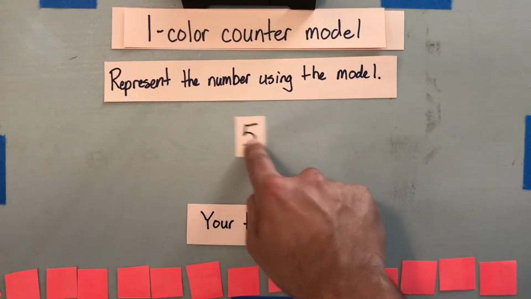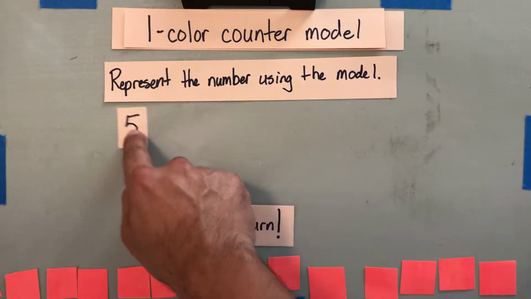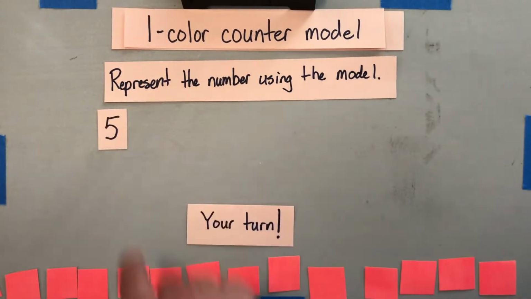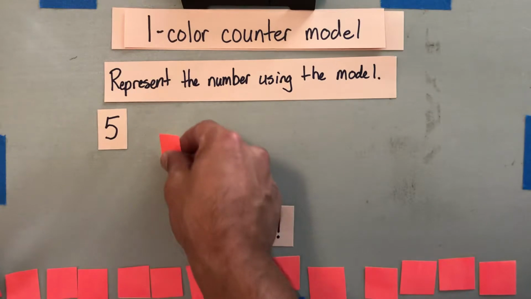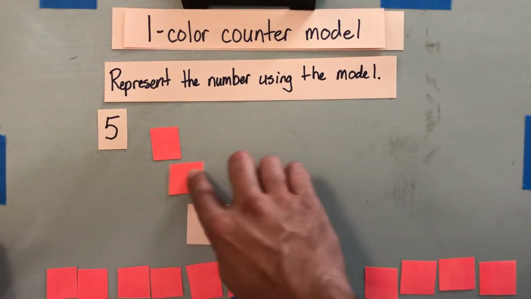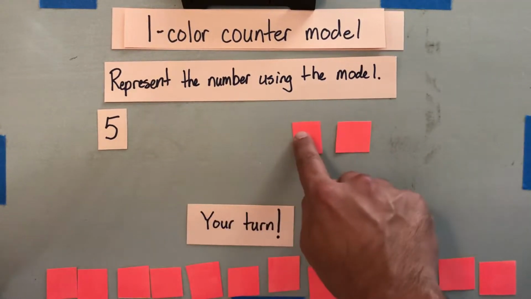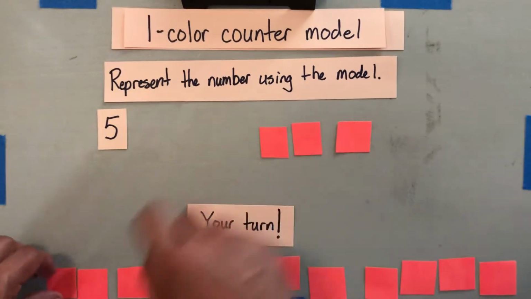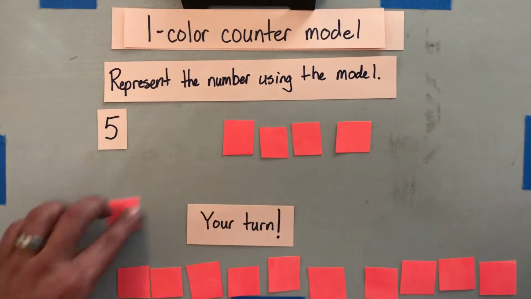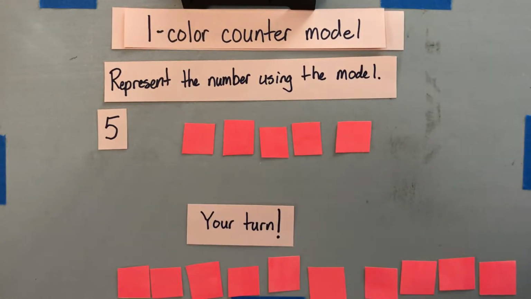Okay, hopefully you have worked this problem on your own and drawn your answer on your own paper. And I'm going to show 1, 2, 3, 4, and 5. Okay, so that is how we model 5.